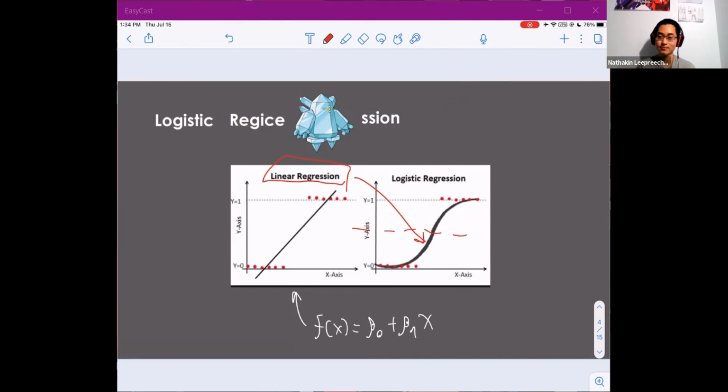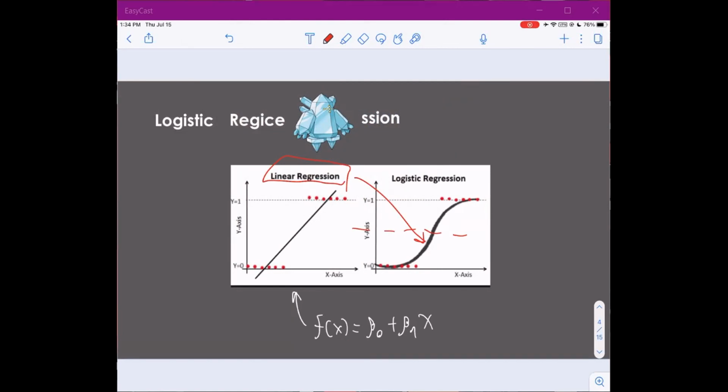Does that make sense? Yeah, so you're transforming it instead of just creating a new equation. Yes.